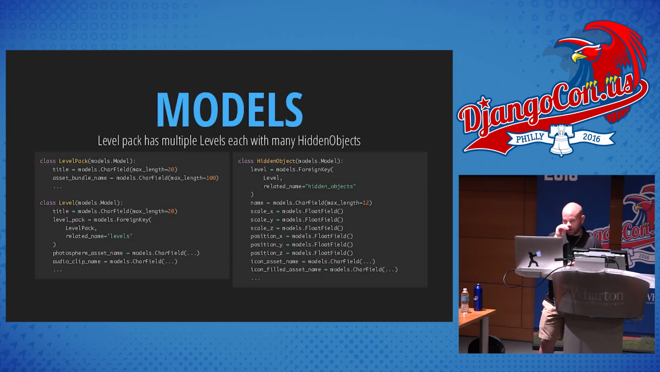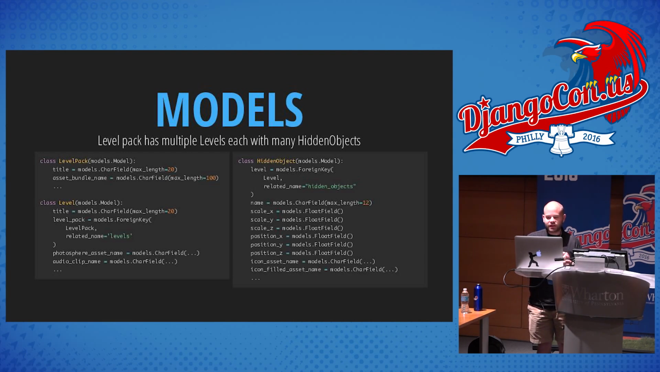So our models are pretty straightforward. I have left out a bunch of the fields, but I kept the ones I felt were most important for talking through this. Like I was saying, we have level packs. Each level pack has multiple levels. Each level has multiple hidden objects that you're finding in the game.